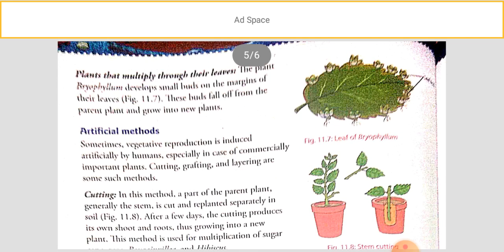Some plants also multiply with the help of their leaves. An example is bryophyllum, which we have studied in our previous classes, in 6th class. In 6th class, we studied very well that some plants multiply through their leaves. An example of such a plant is bryophyllum.